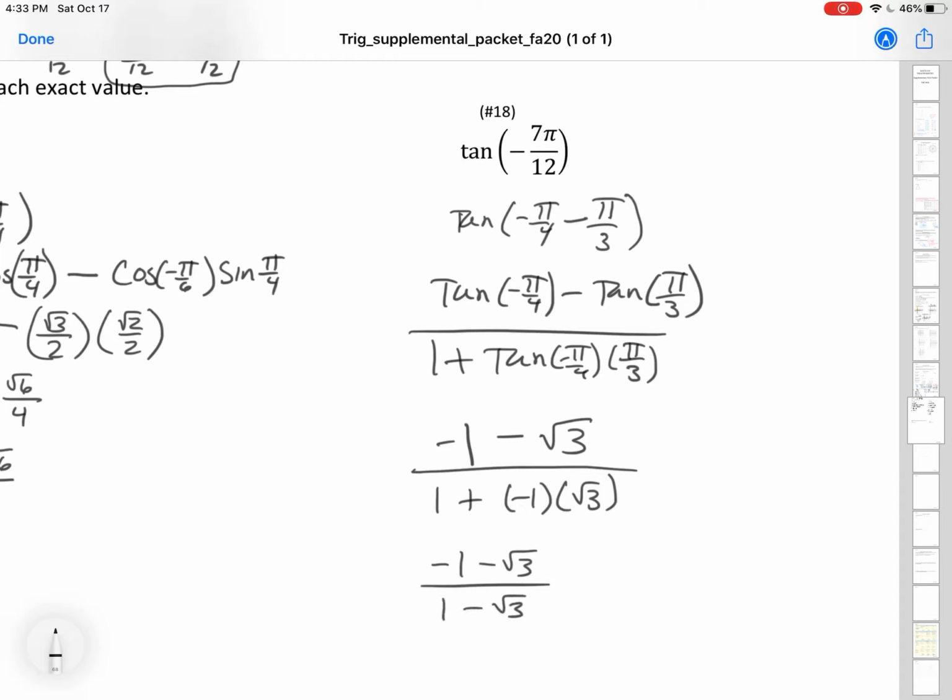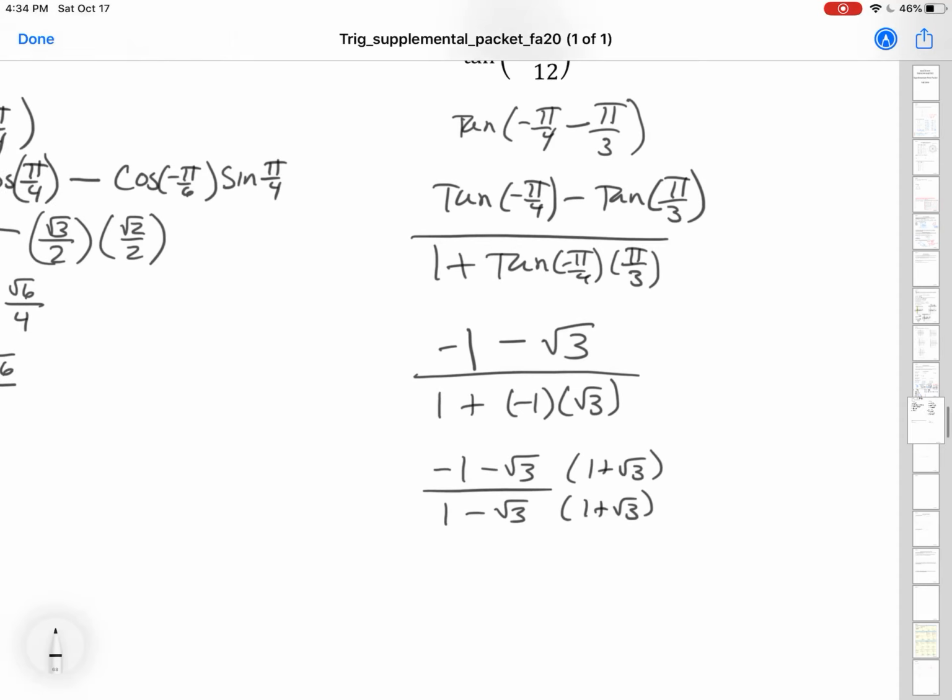Okay, those are different from one another, but you can't leave it like that. So you have to rationalize the denominator by multiplying top and bottom by 1 plus root 3, just like you did in Algebra 1 and reinforced in Algebra 2. This is a necessary skill that you developed way back when. And if we do the FOIL, negative 1 times 1 is negative 1 minus root 3. Negative root 3 times 1 is minus root 3. And negative root 3 times root 3 is minus 3. All over 1 minus 3.